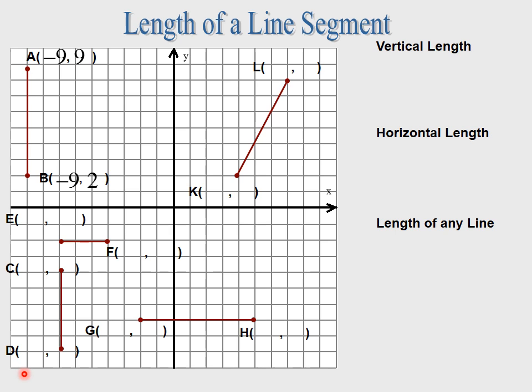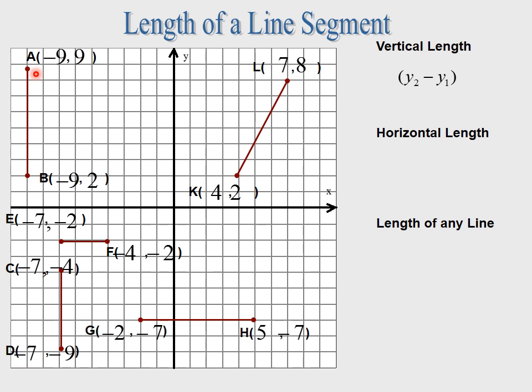Point B is -9, 2. Point C is -7, -4. Point D is -7, -9. Point E is -7, -2. Point F is -4, -2. Point G is -2, -7. Point H is 5, -7. Point K is 4, 2. Point L is 7, 8. Notice all of these coordinate points have the x value first and then the y value.